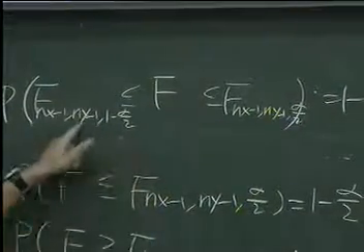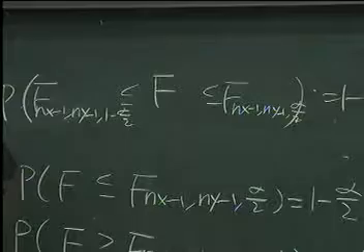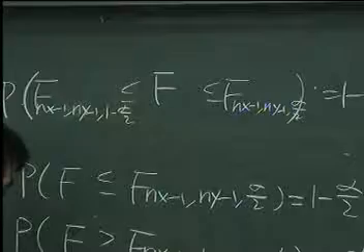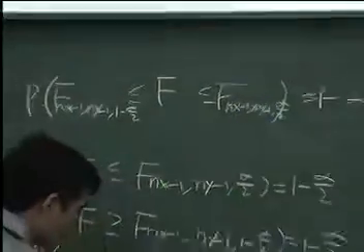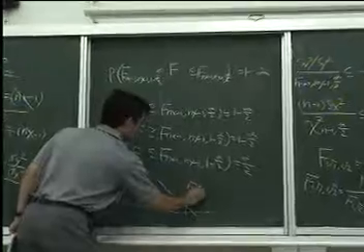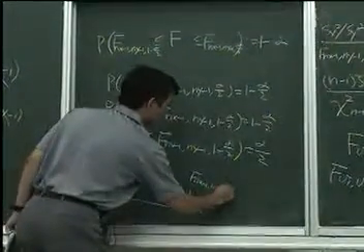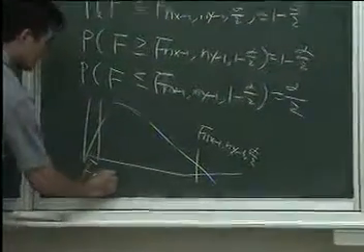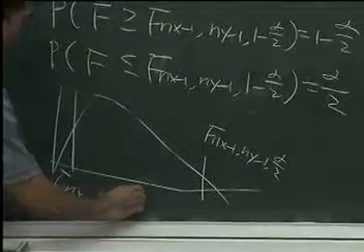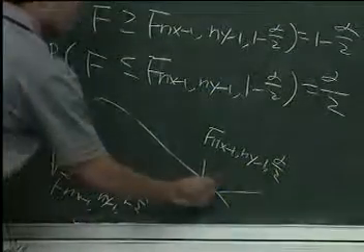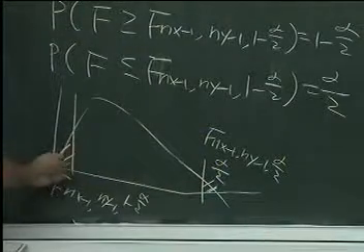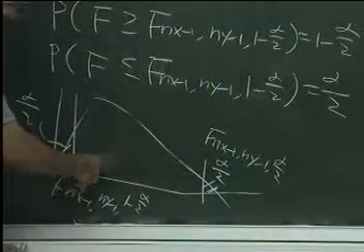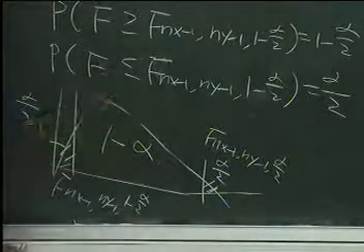Now let me draw a picture. The F distribution is not standard normal, but let me draw something like this. So here you have F_{nx-1, ny-1, alpha/2}, right? And here you have F_{nx-1, ny-1, 1-alpha/2}. This probability is equal to alpha over 2, and this probability is also equal to alpha over 2, right? So what's in between should be 1 minus alpha, right?